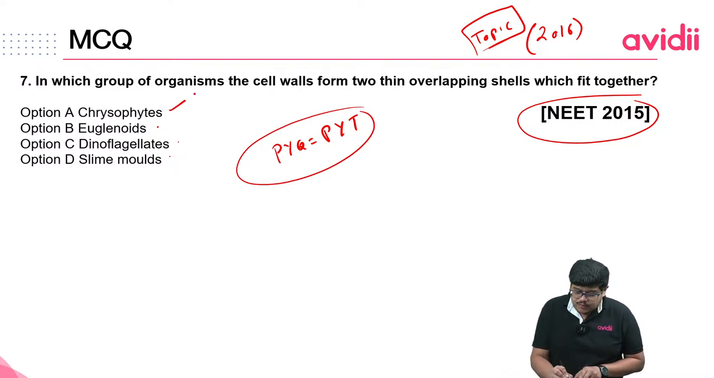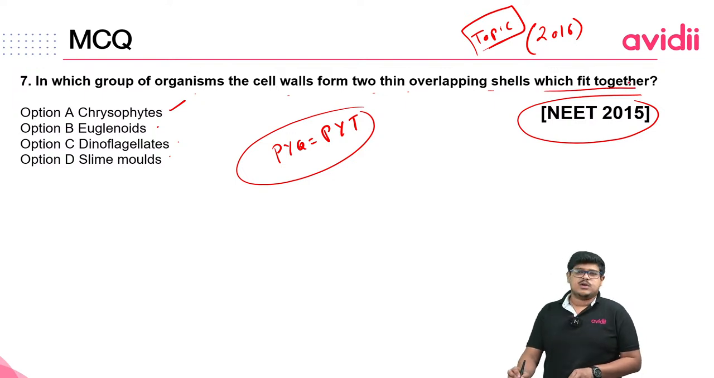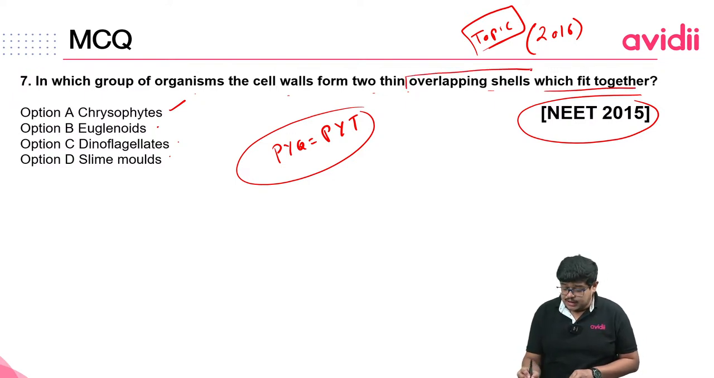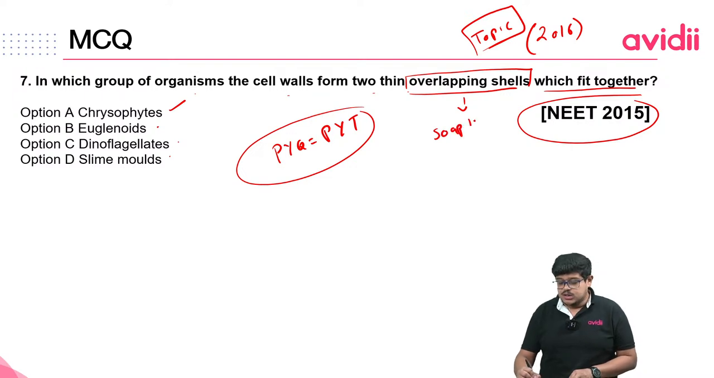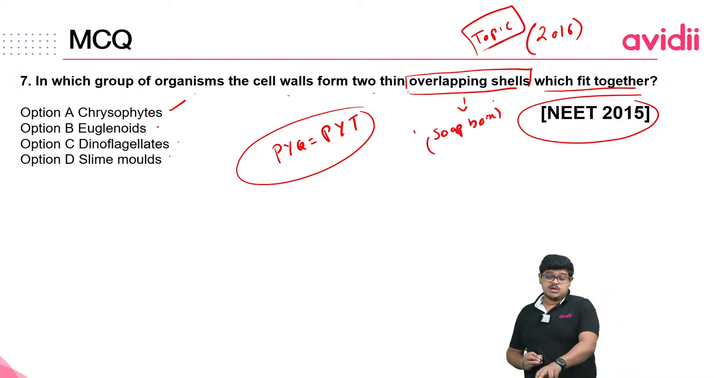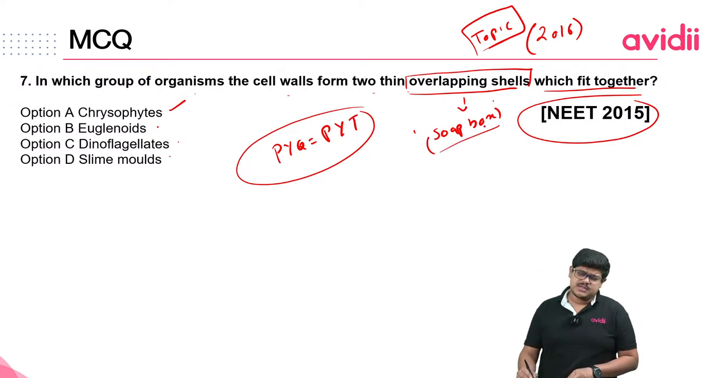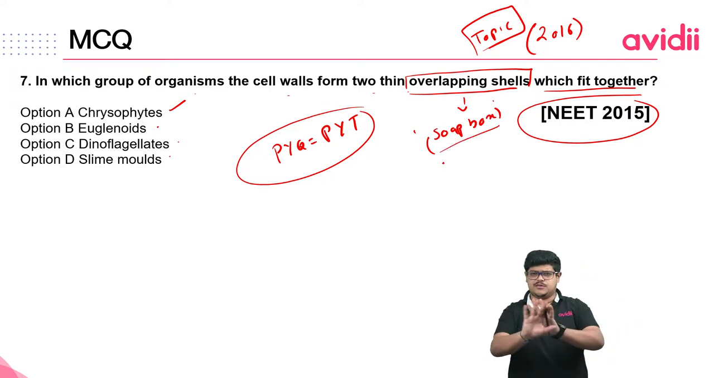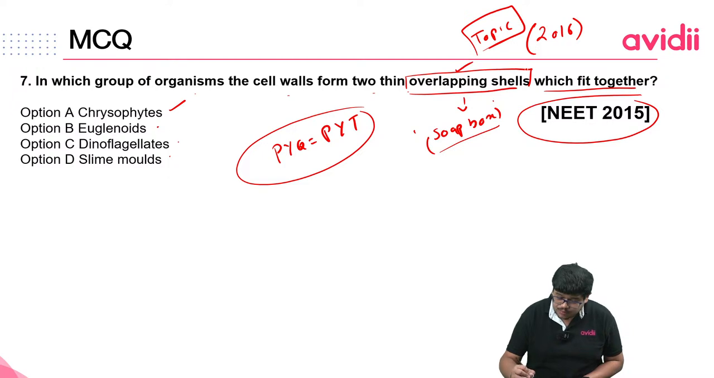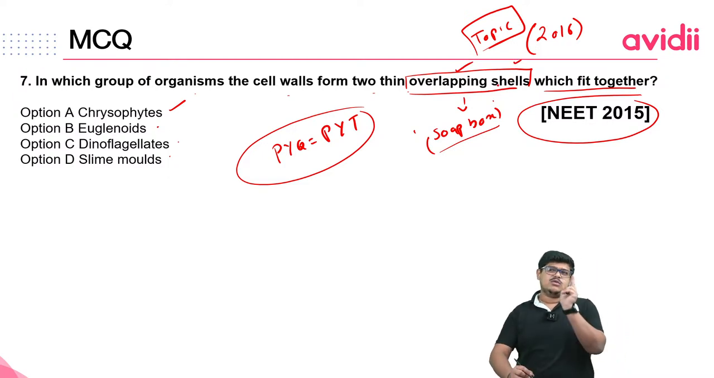In which group of organisms do the cell walls form two thin overlapping shells which fit together? Now here they have just written overlapping shell. What they are mentioning is the soap box formation. They have not written soap box because they know that if they write soap box, there are certain books where it is written that soap box is chrysophytes, done. That's why they have given overlapping shell.